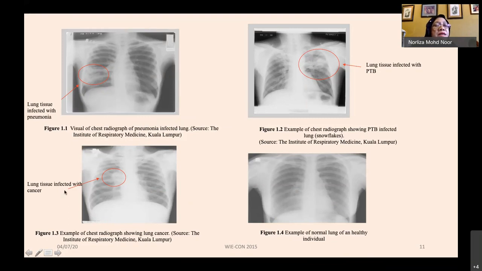And this is the lung cancer. So you see there's a white spot, we call it as large as our coin here, a 50 cents coin, yeah? So it's a white spot, right? And this is the normal lung.